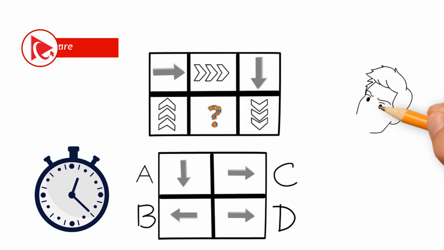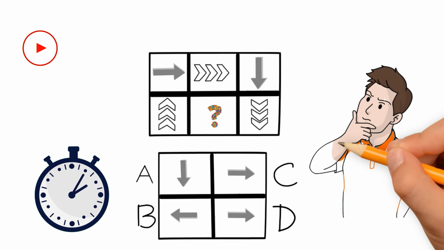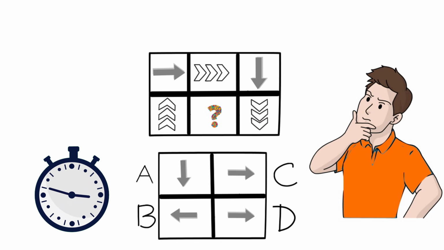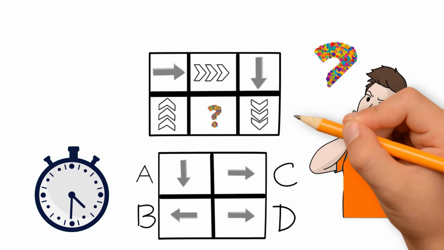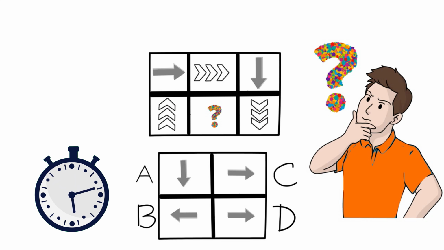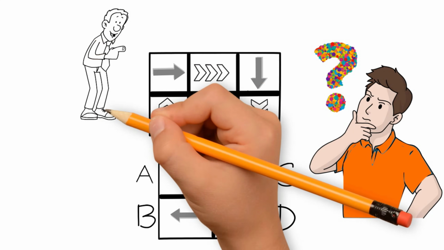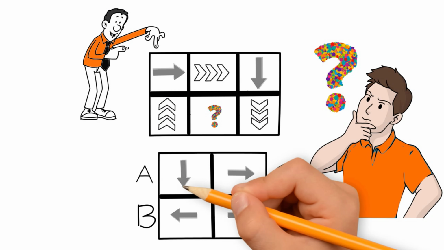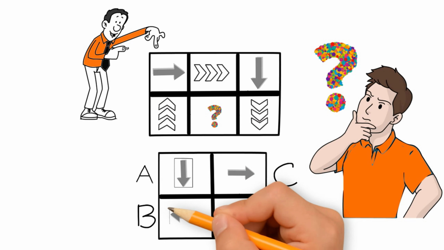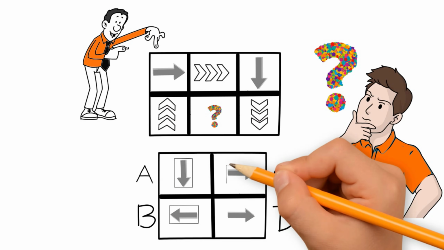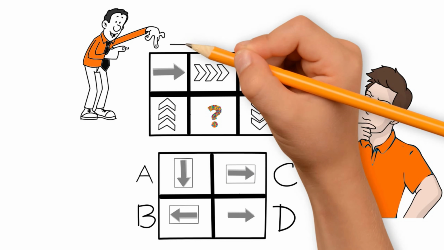Give yourself 10 to 15 seconds to see if you can identify the right answer. Did you figure out the correct answer? Let's continue to see if we can get to the correct solution together. To solve these types of challenges, you always need to look for patterns. And there are 3 different patterns present in this sequence. Let's look at pattern 1.